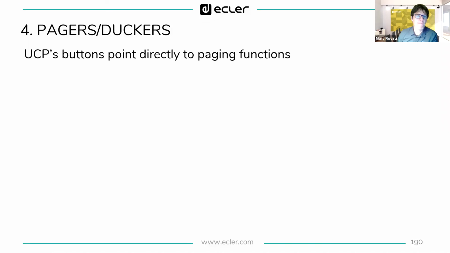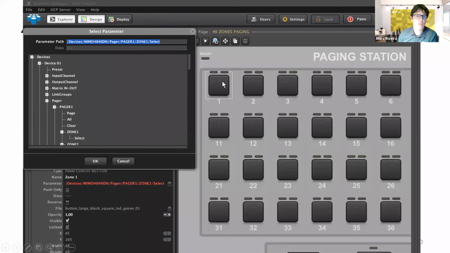Remember that the UCP buttons have to be pointed correctly. So you have to create the UCP. In fact, it's already created. You just have to import it to your project and assign the corresponding button to the corresponding zone, and create the correct route.